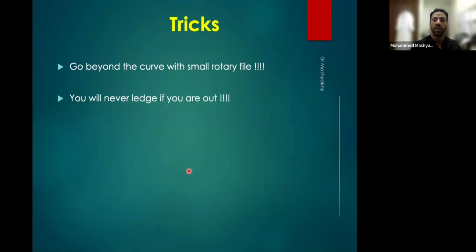So go beyond the curve with a small rotary file. You will never ledge if you are out. Small file only, not 20, 25, 30. That's wrong. You will jeopardize the apical foramen. Here, we just need to go with a smaller file a little bit outside.